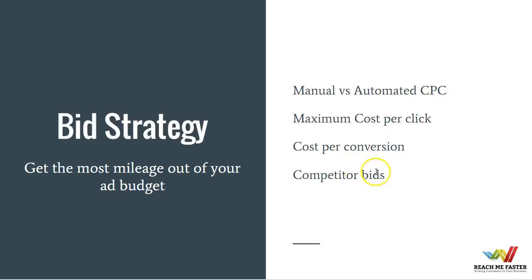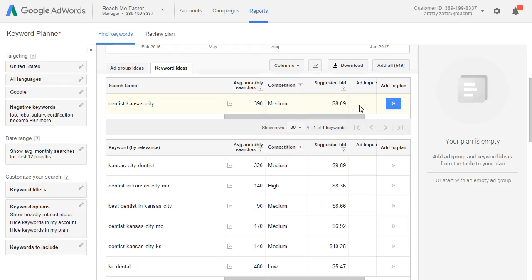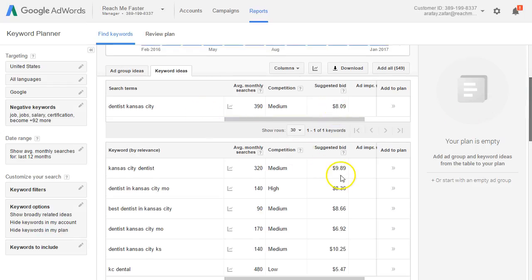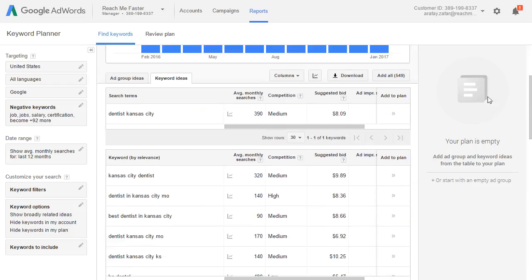The other, of course, is the competitor bid. You can use the keyword planner and see what other advertisers are bidding on and use that as a benchmark, or as a suggestion to then set your own bids. So for example, for dentist Kansas City, we can see 8, 10, 9, 8 to 9, 10. Basically, that is where the competitors are bidding. This is the average cost per click. Remember that. There are advertisers who are paying more than this, and there are advertisers who are paying less than this.